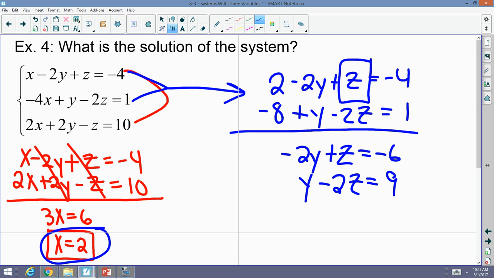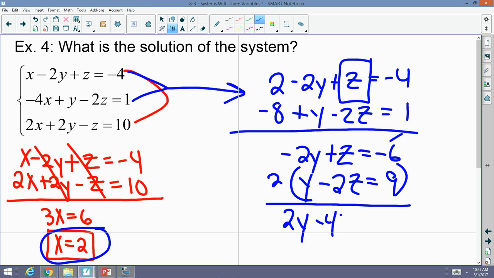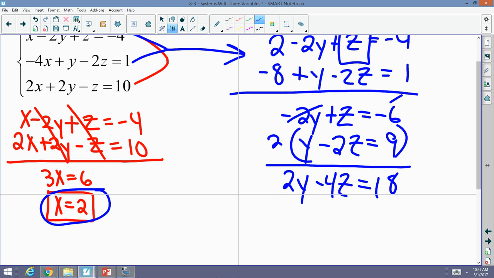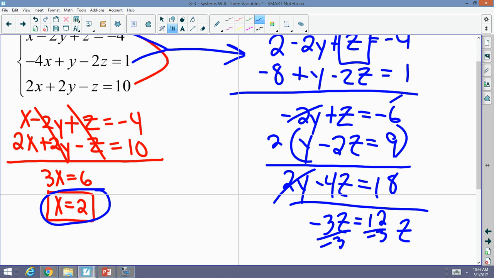Okay, who do y'all want to get rid of? The y? Someone said y. Okay, so let's multiply this by a 2. So you got 2y minus 4z equals 18. The negative 2y and the 2y cancel. z minus 4z is negative 3z. Negative 6 plus 18 is 12. Divide by negative 3. z equals negative 4. So z equals negative 4.